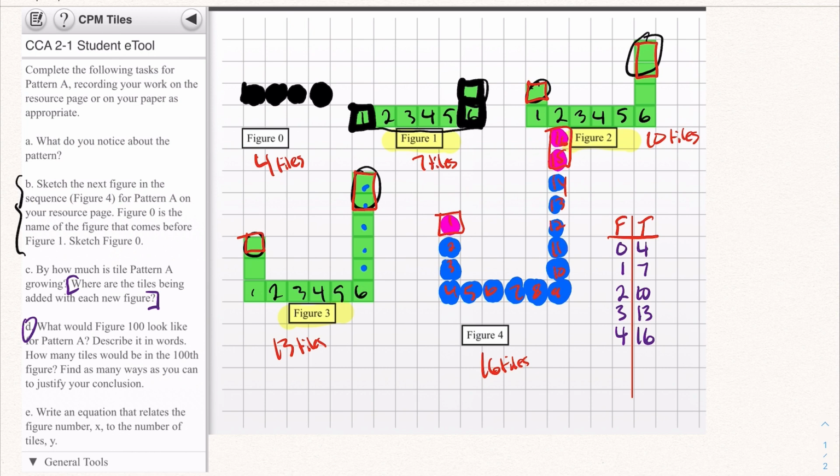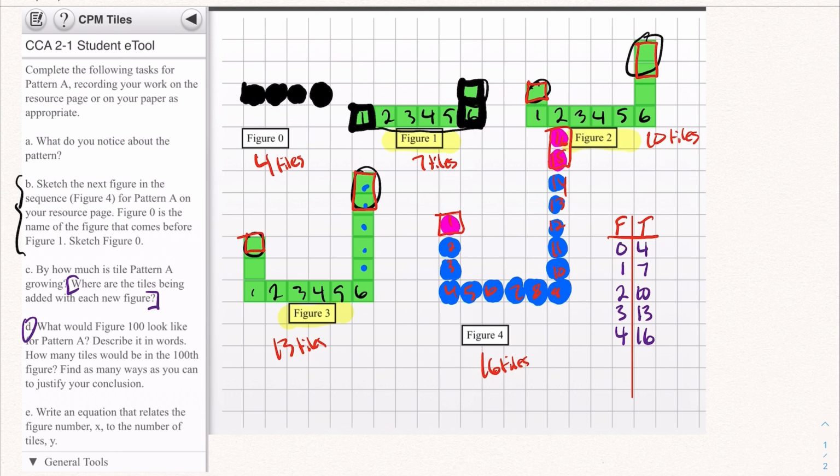What would figure 100 look like for pattern A? And we're going to try and describe it in words. So for my 100th one, I know that I've always got those 4 from the beginning. And I know that I've added 1 on the left and 2 on the right for figure 1.